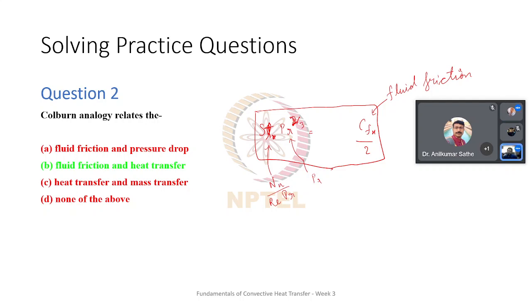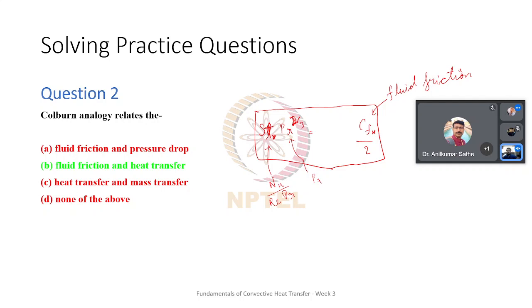What happens here is that there are many experimental techniques by which we can measure the fluid friction at certain locations, and we can relate those findings to find out what the heat transfer would be like. So this is the utility of the Colburn analogy.